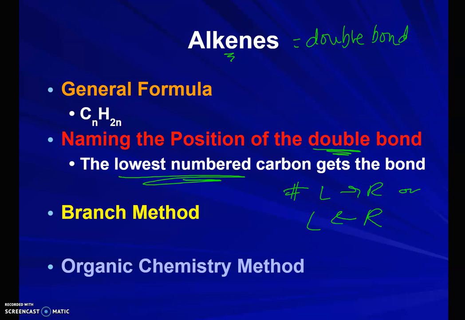All right, our branched method would look like this for 1-pentene or normal pentene. And you can draw in your hydrogens, where the organic chemistry method would look like this, and you would put your double bond like so. It's usually written on the bottom.